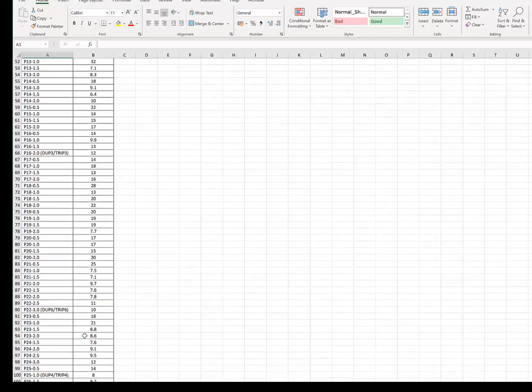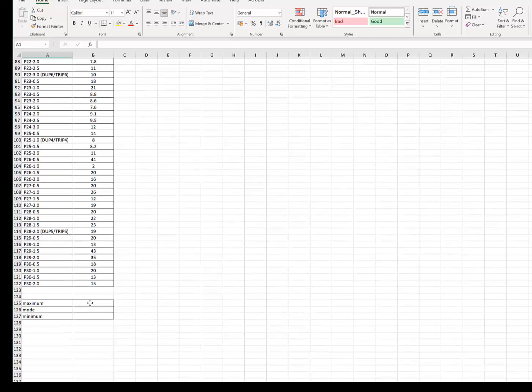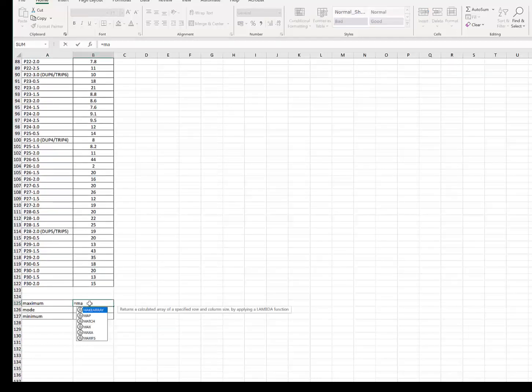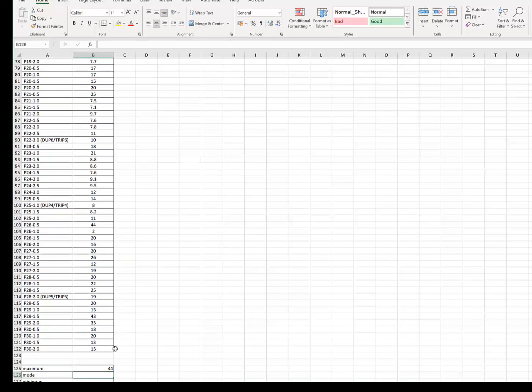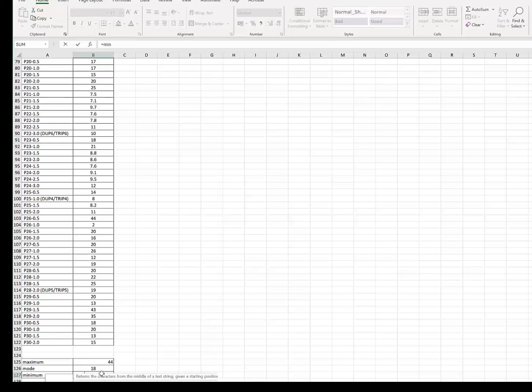So here we're analysing a site for contaminated soils, contaminated by chromium. First, let's summarise the data by finding the maximum, the minimum and the mode of the data set. We observe a maximum value of 44 ppm. The most common result is 18, and the lowest value is 2 ppm.